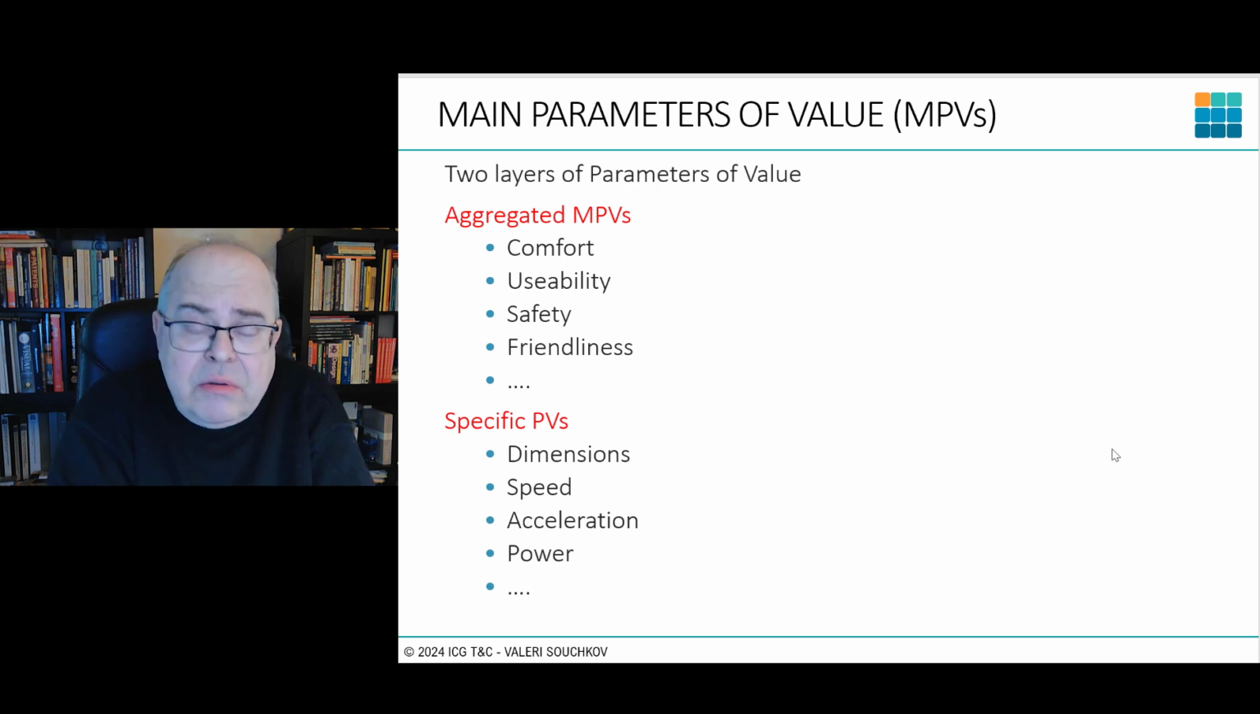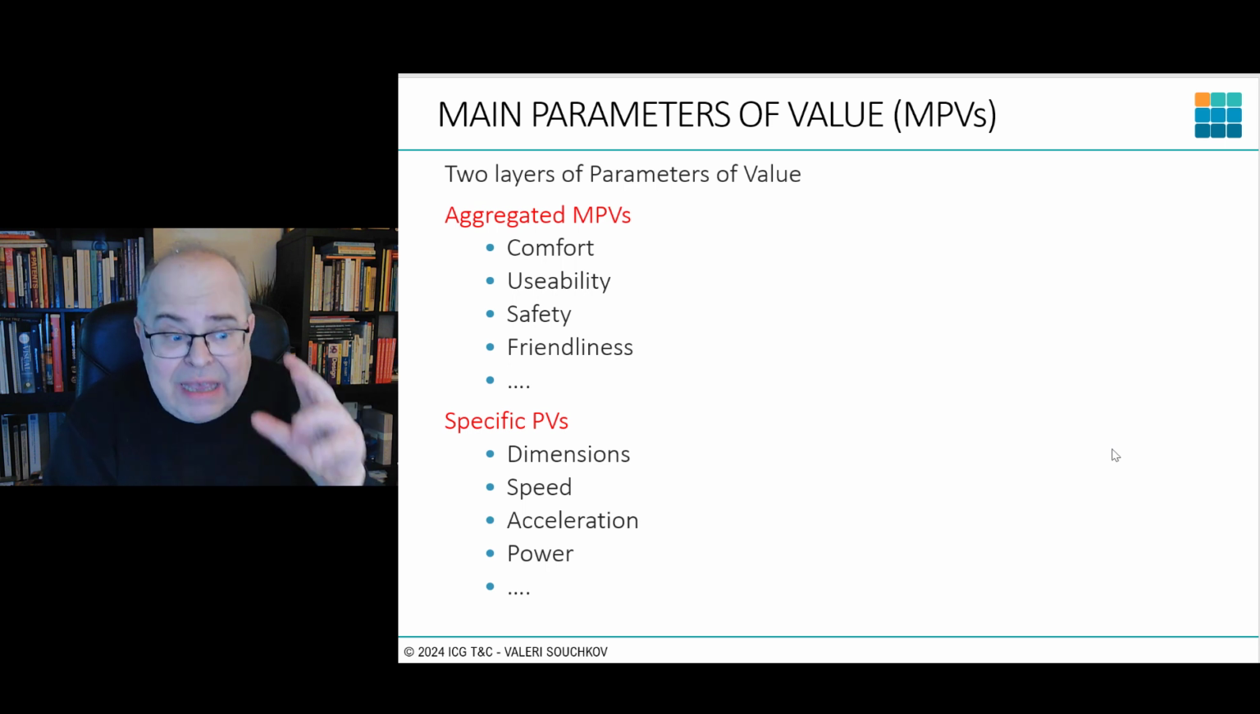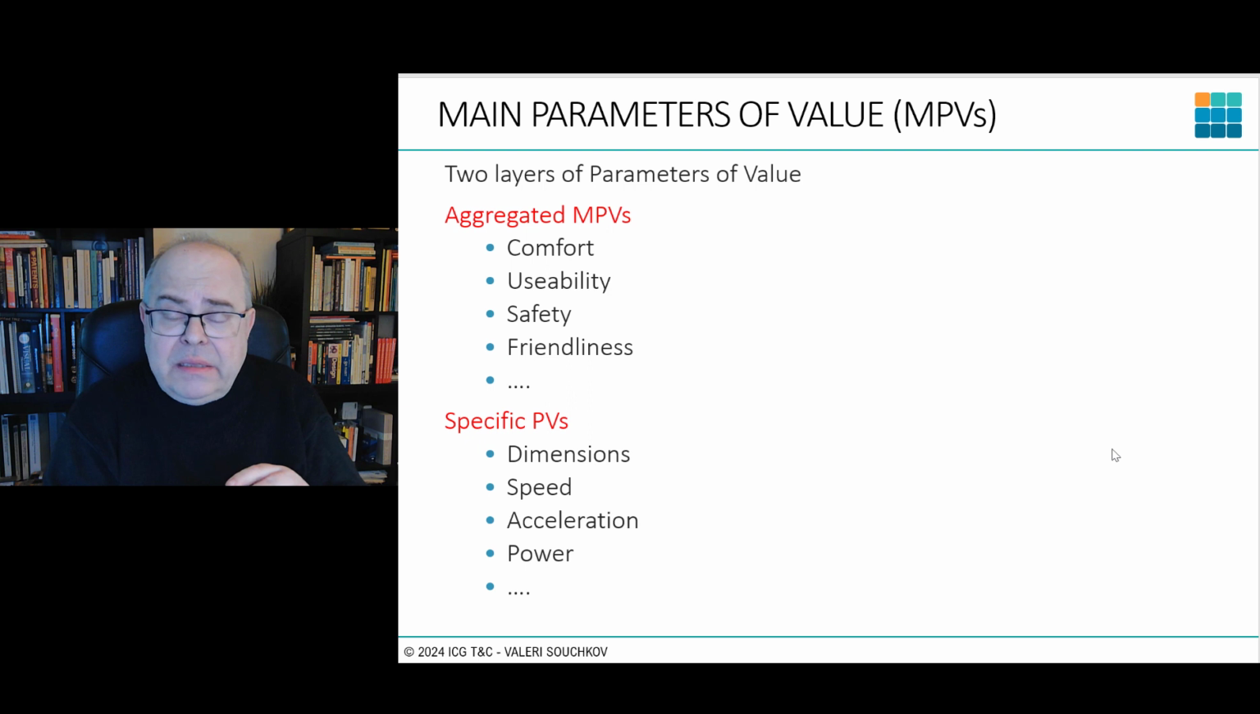You know, in TRIZ, rather recently, a new term was introduced, which is called main parameters of value. Main parameters of value characterize business products or technical products produced by companies and the company itself. There are always at least two levels of MPVs, so-called. Do not mix them with MVPs, which is minimal viable product. We are talking about MPVs. And there are two layers.